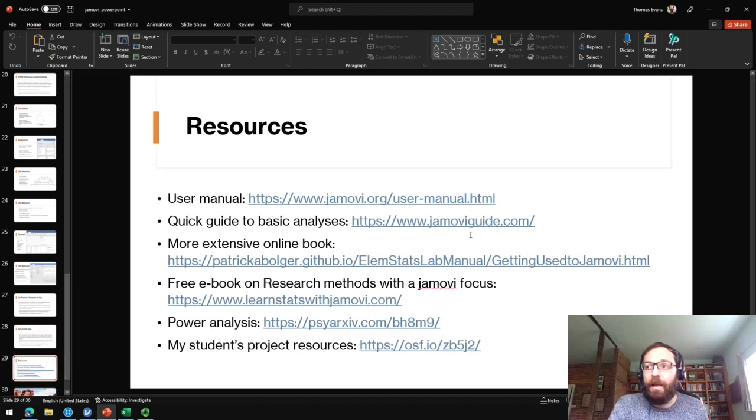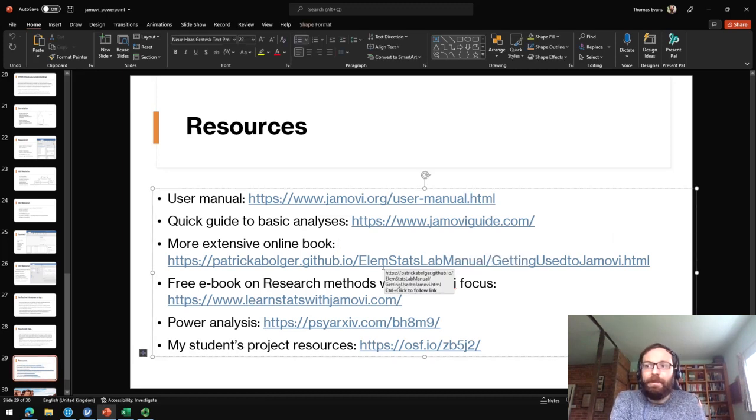Finally, just a few hints as to where to go next if you want to build upon this. So the user manual is obviously super useful, and there have been a number of guides as to how to conduct some of these analyses. In particular, I like this online book, which takes you step by step through a lot of different individual analysis types. And Danielle Navarro's Learn Stats with Jamovi textbook is obviously brilliant. It's a free book. It's free online, so learnstatswithjamovi.com.